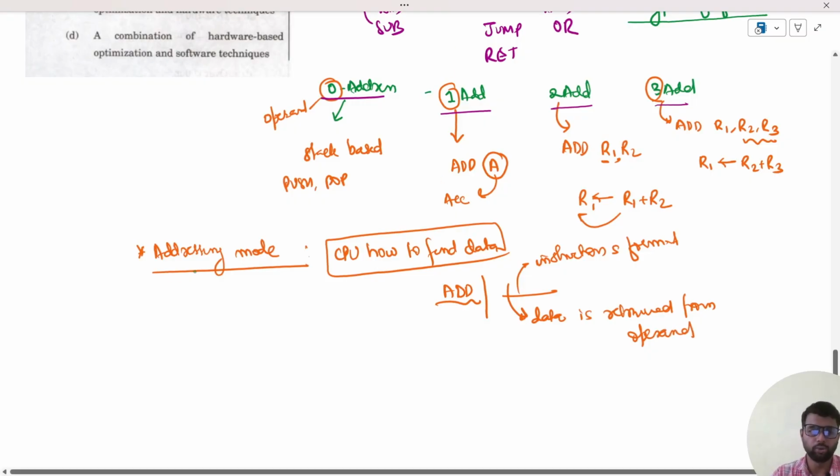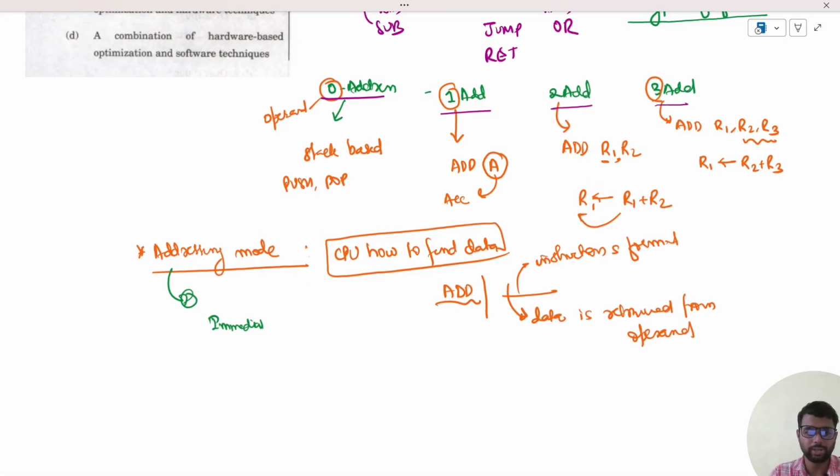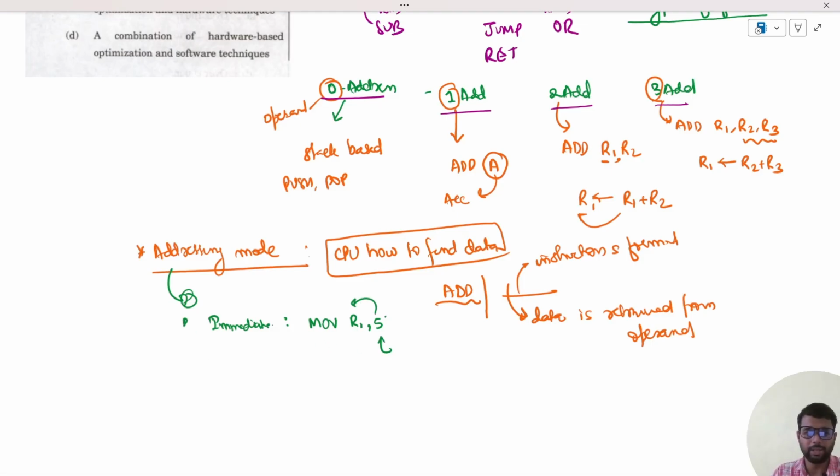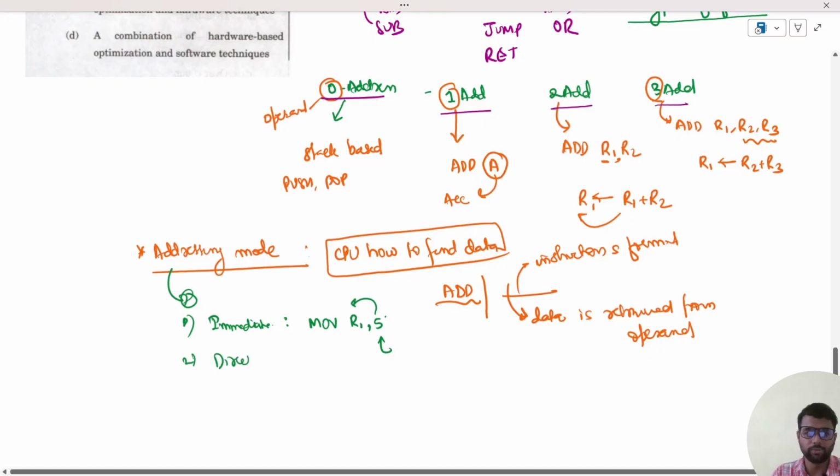There could be 7 addressing modes. Quickly, I will go through them. The first is the immediate addressing mode. If you are interested, you can note it down. In immediate addressing mode, for example, we say MOVE R1, 5. The data is directly given, that means the value is part of the instruction itself. So this 5 will be moved to R1. Then the second one is direct addressing mode.